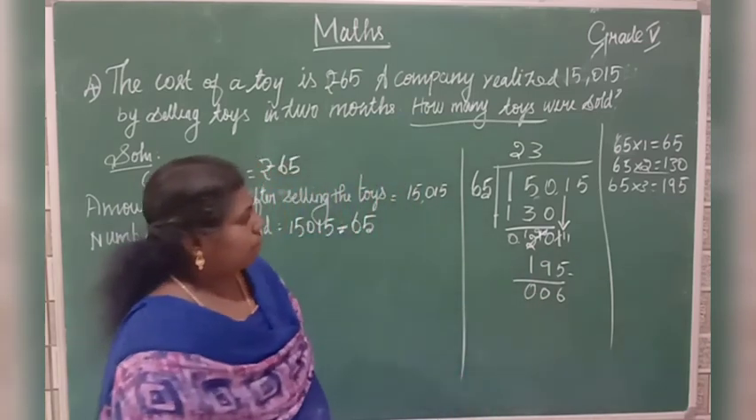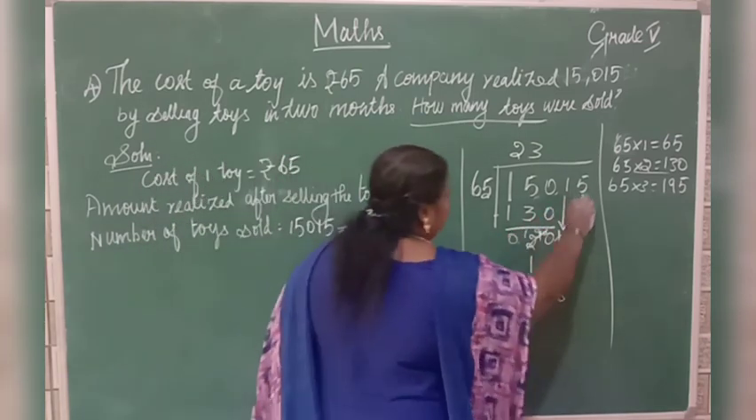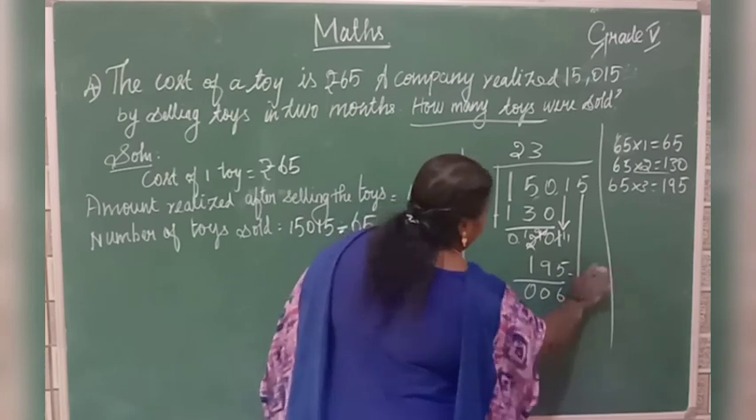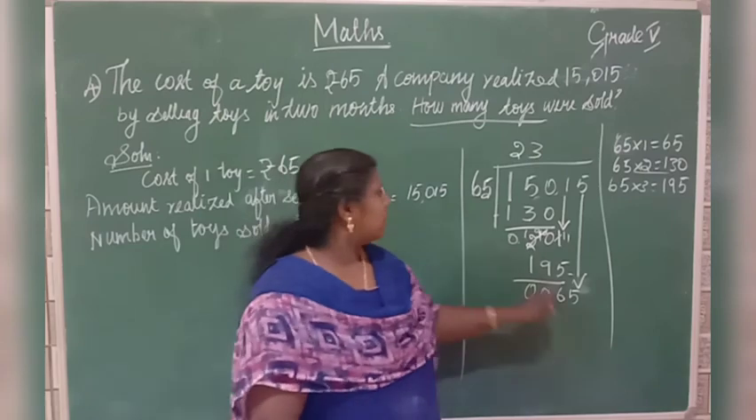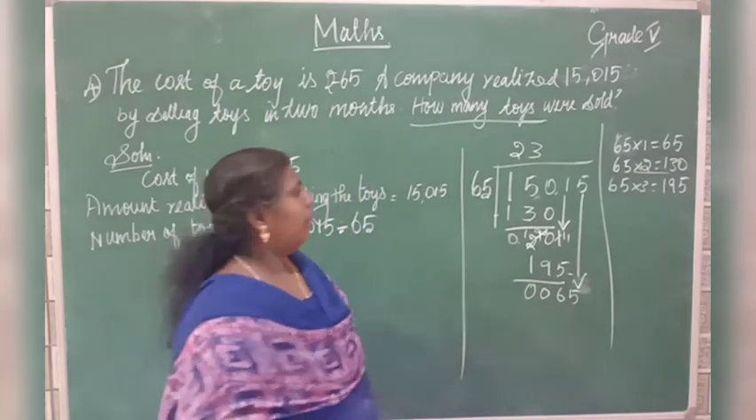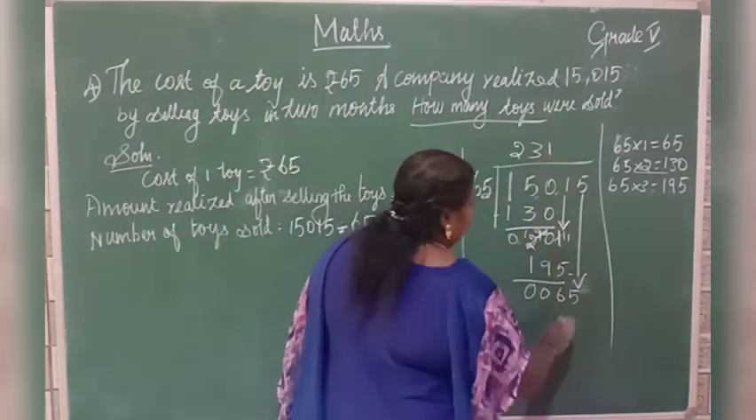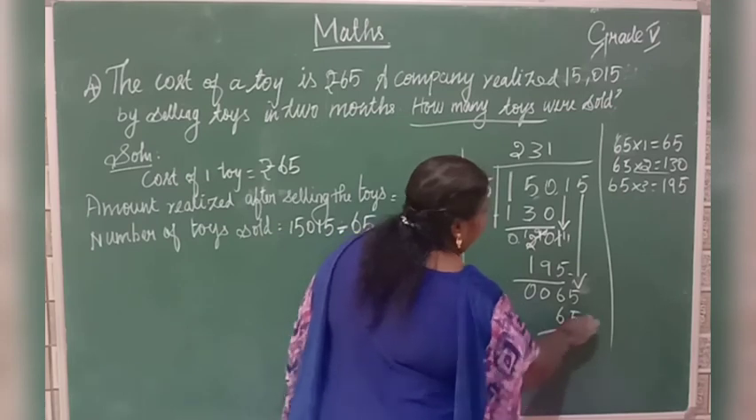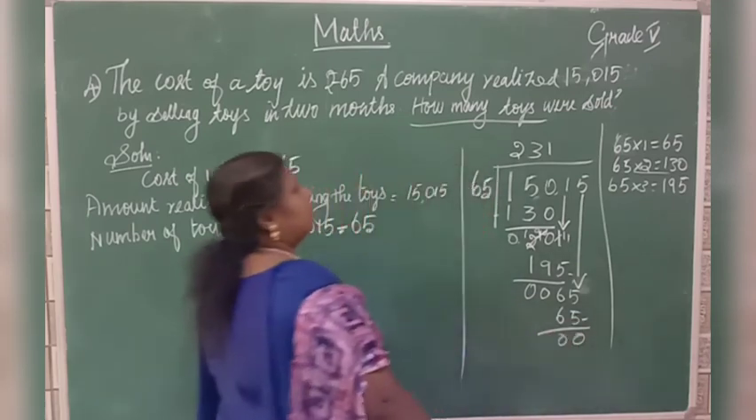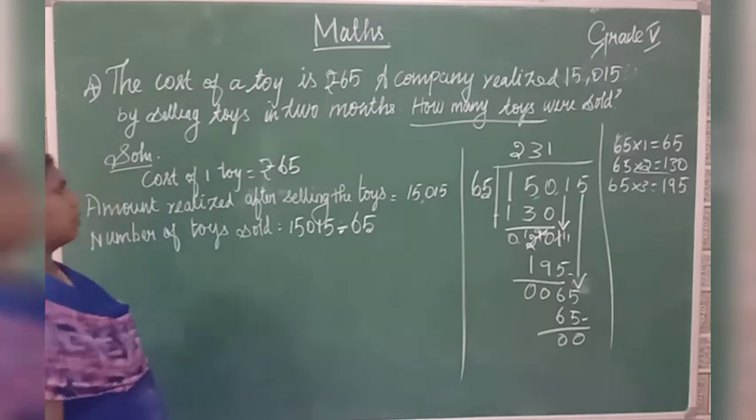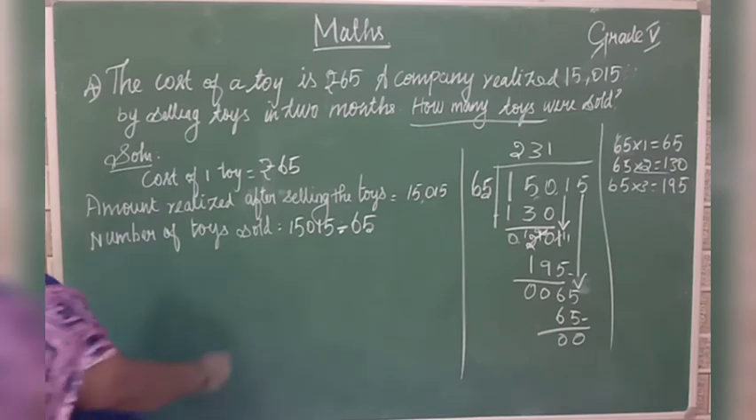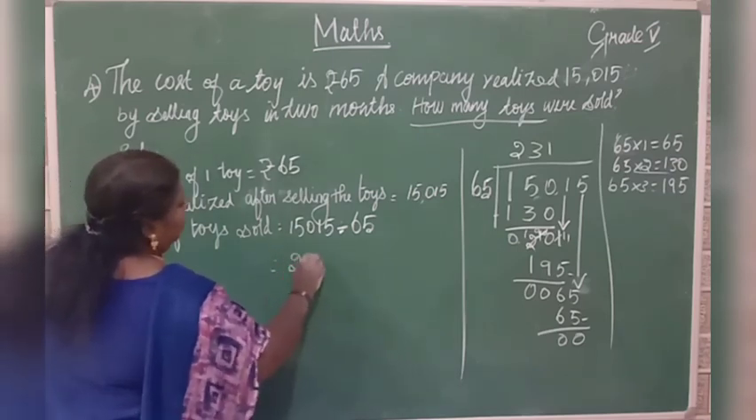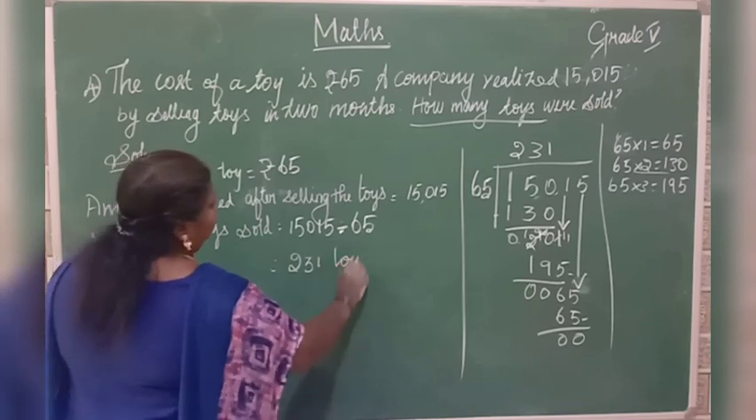Yes. Next, which number do you want to write? Yes, 5 is left, right? 5. So 65, how many times? Only 1 time. Now you subtract, 0, right? The quotient is 231. So the number of toys sold in 2 months is how much? 231 toys.